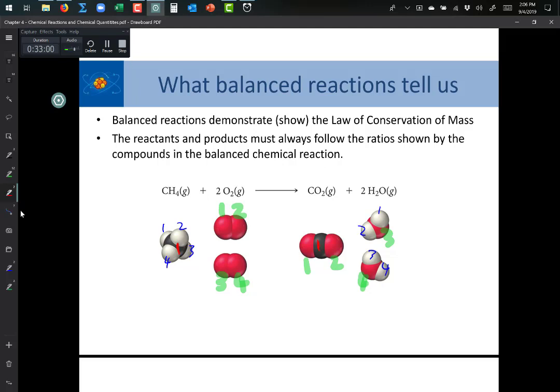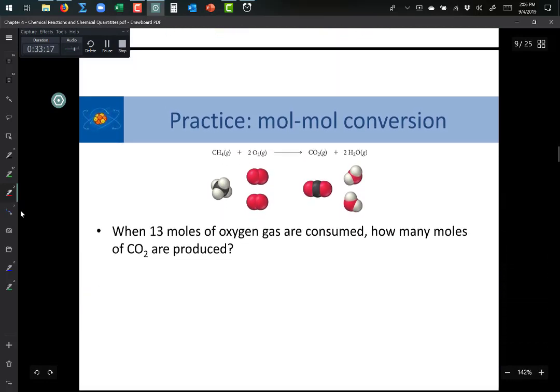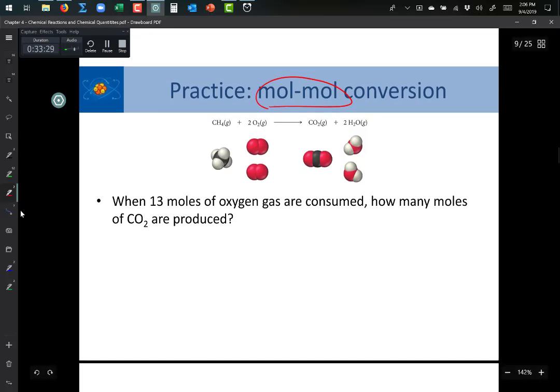But this is going to be important because this will allow us to calculate how much material of a particular type gets produced from a reaction. Fixing these ratios allows us to make those kinds of calculations. Okay, so I'm going to show you how I use this. This is how you should use this. These are mole to mole conversions. So if I have 13 moles of oxygen, I want to know how many moles of CO2 are produced.